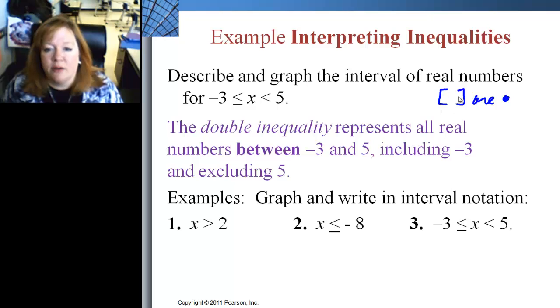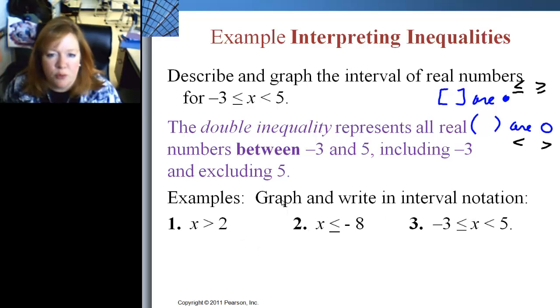Writing that, we would use the squares. That's going to be like our closed dots whenever we see the less than or equal to, and your parentheses are like the open dots, and that's when they use less than or greater than. So this is number 3 down here. I want to do a couple other examples before we get to that.